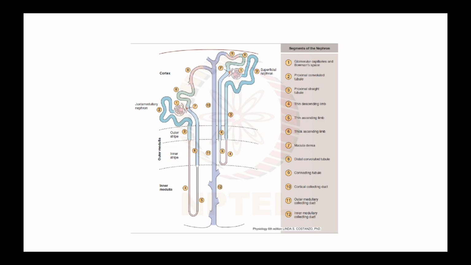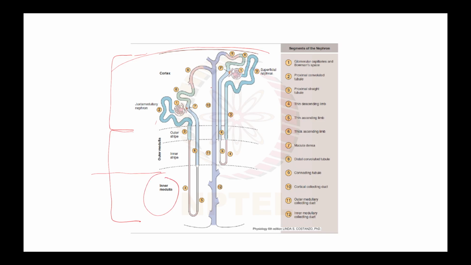Okay, so we have seen this. Here you can see there are two types of nephrons. This portion of the kidney is the cortex, the outer portion of the kidney, and this one is the medulla. In the medulla also, it is divided into outer medulla and inner medulla. Okay, so there are two types of nephrons.